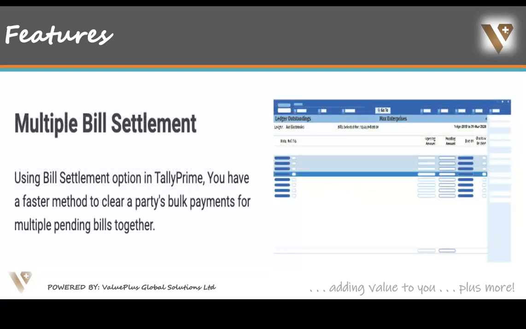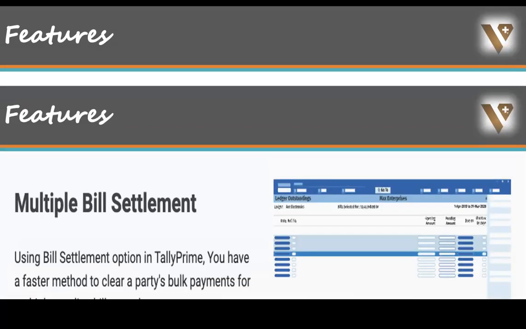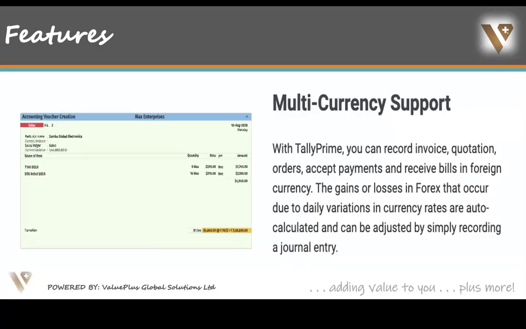Multiple bill settlement, like I talked about earlier: you can pick multiple invoices and track your receipts against them at any point in time. When you call up the accounts of a particular debtor, you can see all the invoices, and then you can just pick or tag them and say, yes, I want to settle these particular invoices, and you are good to go. Tally supports multiple currencies.